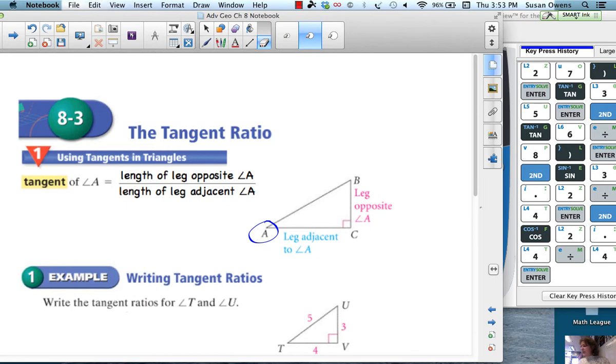So the tangent of angle A is equal to the length of the leg that's opposite from angle A divided by the length of the leg that's adjacent to angle A. Now we can abbreviate this. We can say tangent is TAN. We know it's an angle, so you don't need the angle sign. So tangent of A is equal to the opposite side over the adjacent side. So most of the time you'll see it abbreviated like that. Tangent of A is opposite over adjacent.